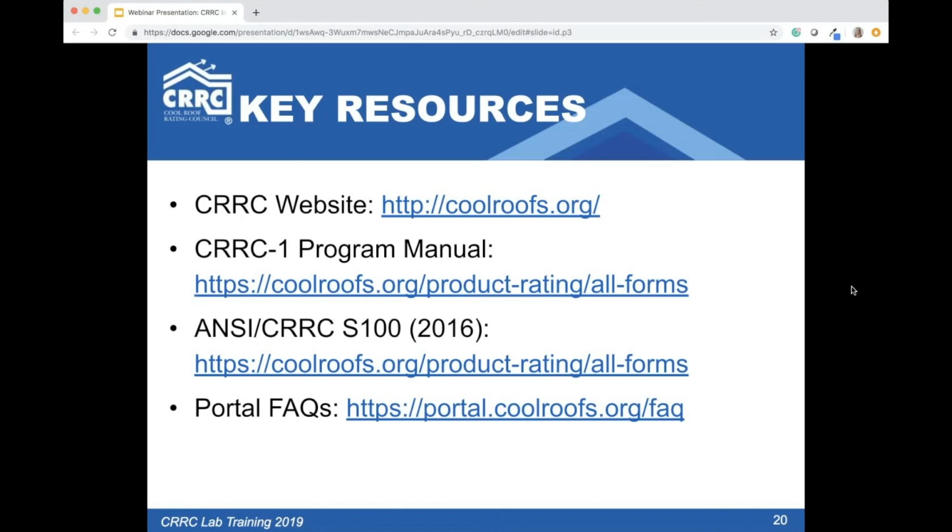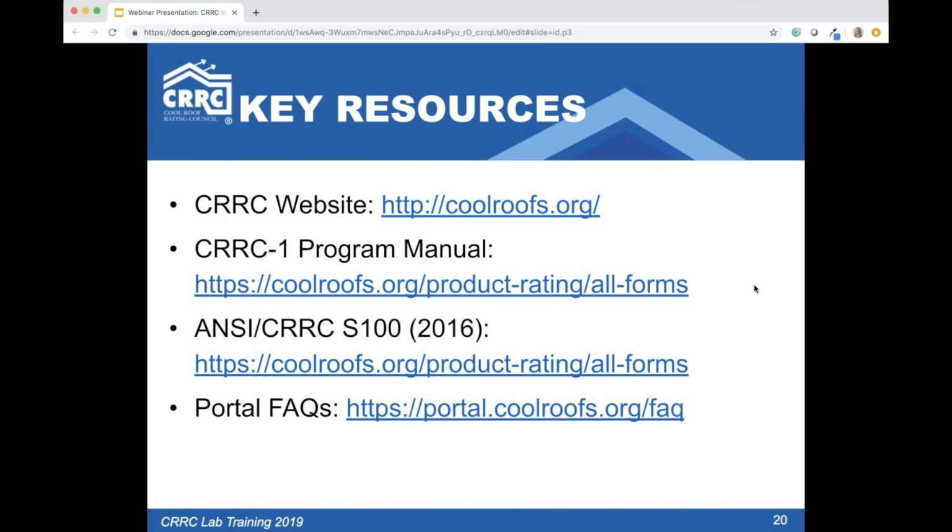Again, these documents, I can't stress enough how helpful it is to be able to have a copy of these documents available to reference, especially as you are being introduced to the CRRC. If you're not familiar with our process and requirements, this is definitely an important page to bookmark. And I will note that, especially the CRRC-1 program manual is a document that has updates several times a year. So it's really important to go to this All Forms page and actually make sure that you have the most current version, as opposed to downloading a copy that may go out of date in just a couple months.